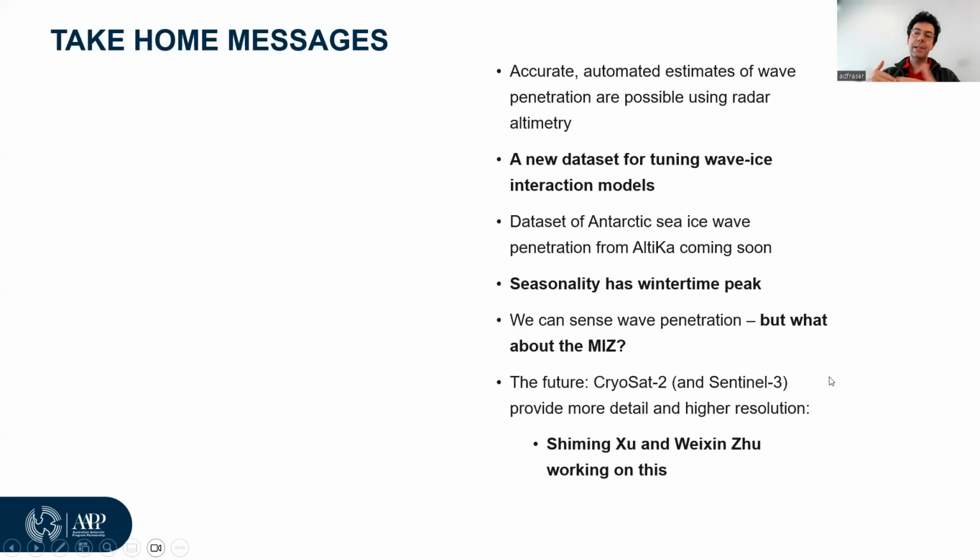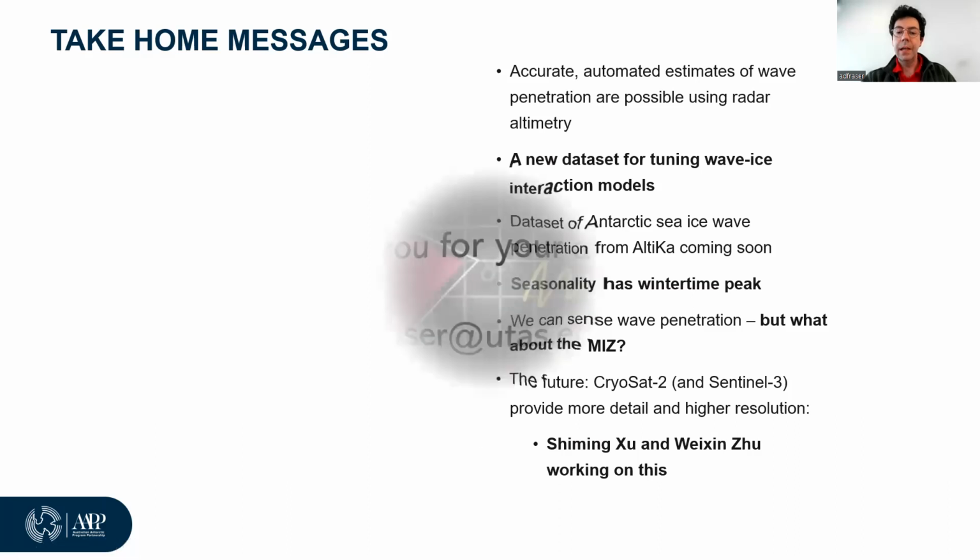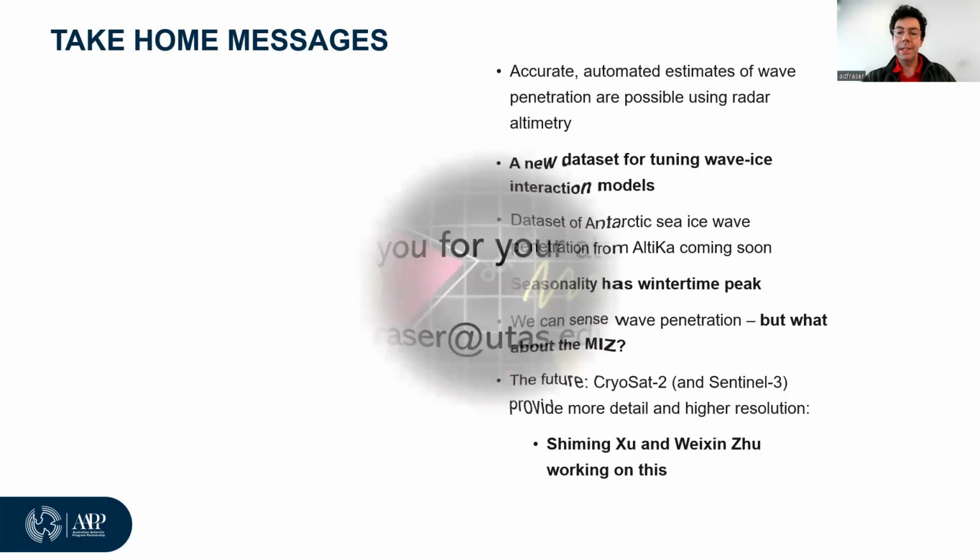Everything I've shown today is just the extent of the marginal ice zone, but using this technique to determine the wave height all the way from the ice edge to the inner limit, all we can see is where that inner boundary is. So we need higher resolution radar altimetry, and I'm working with collaborators Ximing Zhu and Weixin Zhu on this, from Cryosat-2 and Sentinel-3. And I'm happy to take questions if you have any.